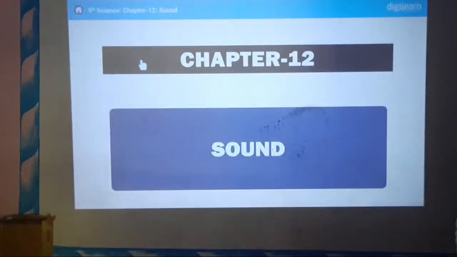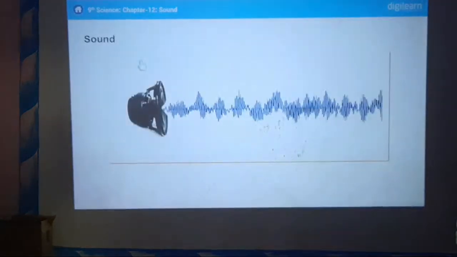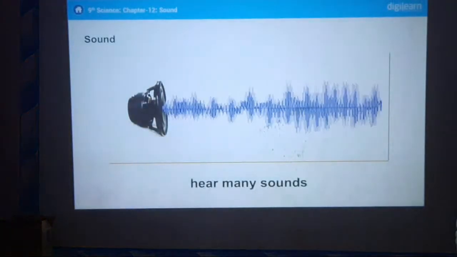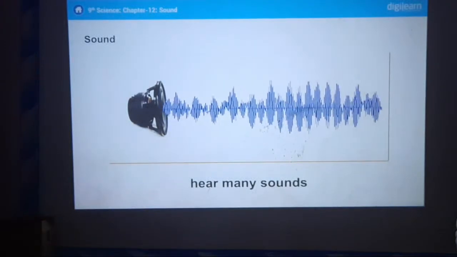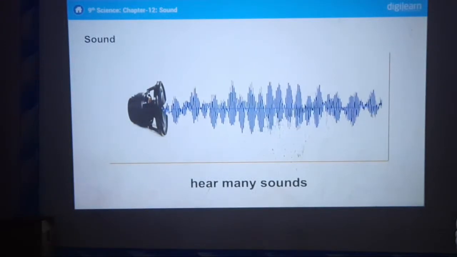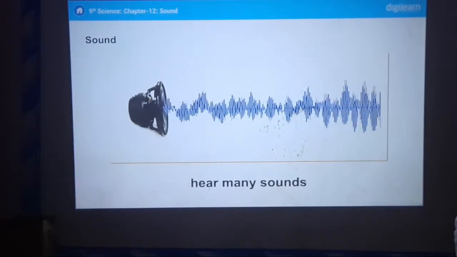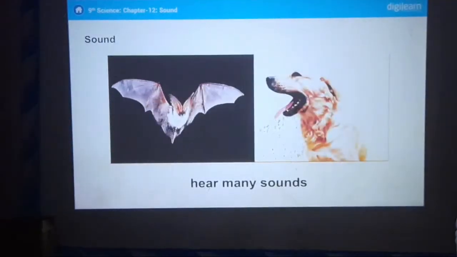Chapter 12, Sound. We hear many sounds, some very pleasing, a few of them noisy, and a few of them very faint. We hear some sounds. Anyone hear some other sounds?